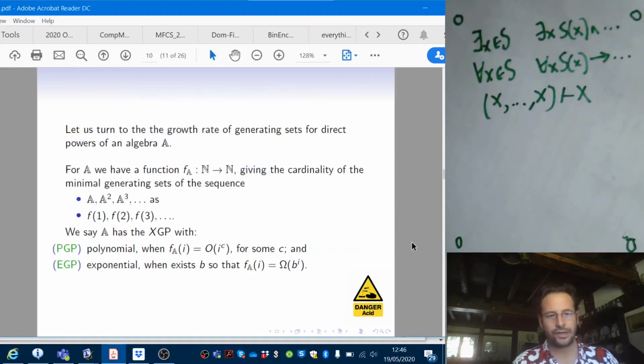So now I want to turn to a different topic, something purely algebraic, and it's about the growth rate of generating sets for direct powers of algebras. So for an algebra A, a functional first order structure, we have a function over the natural numbers giving the cardinality of the minimal generating sets of the sequence A squared, A cubed.